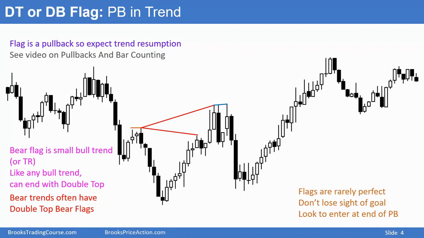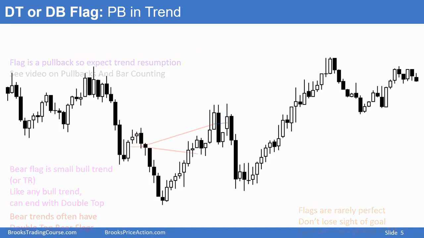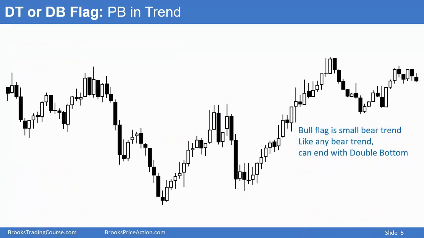Never lose sight of the goal. Flags are never perfect, or rarely perfect. What you're doing is looking to enter at the end of the pullback, planning for a resumption of the trend. A bull flag is a small bear trend, and like any bear trend, it can end with a double bottom.